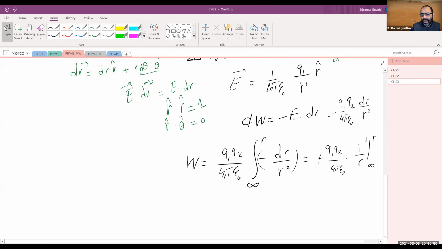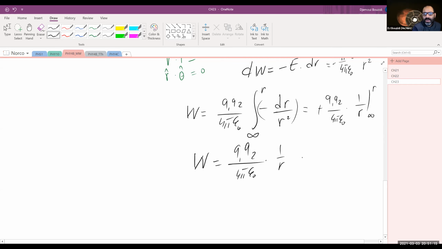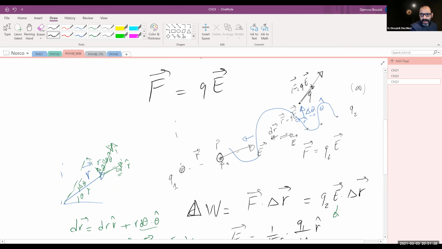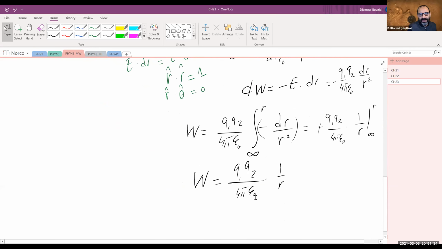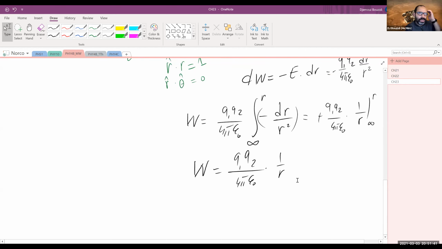When R goes to infinity, this is 0, because we assume that the potential was 0 at infinity, that there is no interaction at infinity. And the work in this case is simply going to be Q1 times Q2 over 4 pi epsilon naught times 1 over R. So this is the energy that we have actually stored in these charges. Because if I fix the charge Q2 in here, I have this much energy in the system, and this energy is exactly Q1 times Q2 divided by 4 pi epsilon naught divided by R. So this is an energy, and the unit for it is still joules.